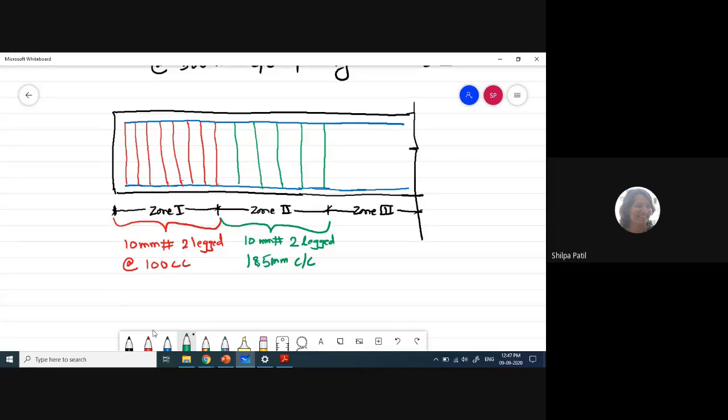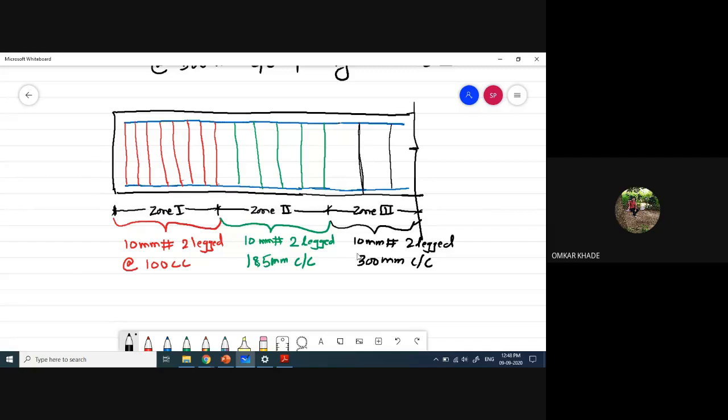And the third zone, in which we have provided the minimum reinforcement. So I will draw, the spacing should be larger than this one. Okay, so this is the spacing. I could show only the two legs here. So this is for zone 3, 10 mm diameter, two-legged, and the spacing was 300 mm, right? 300 mm center to center.